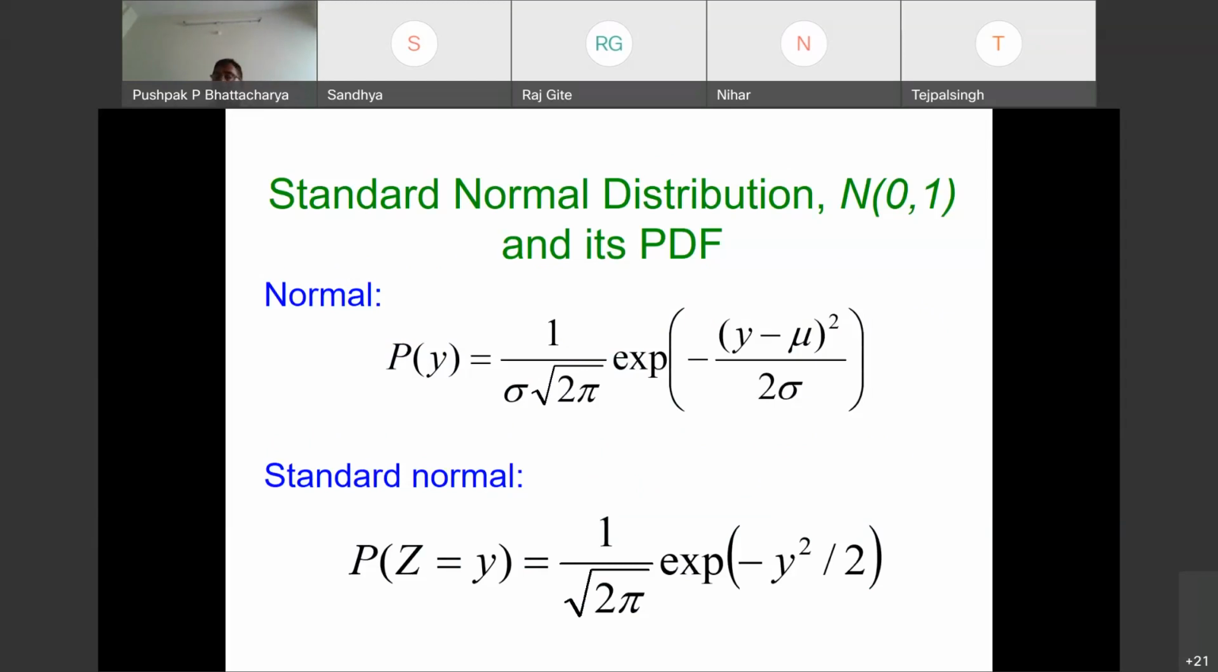Okay, so it always helps to look at the form of the distribution repeatedly. So normal distribution, we know this is e to the power minus (y minus mu) squared by 2 sigma square, divided by sigma root 2 pi. This is the normal distribution form. And for standard normal distribution, sigma is 1, mu is 0. So we have this e to the power minus y squared by 2, 1 by root 2 pi.